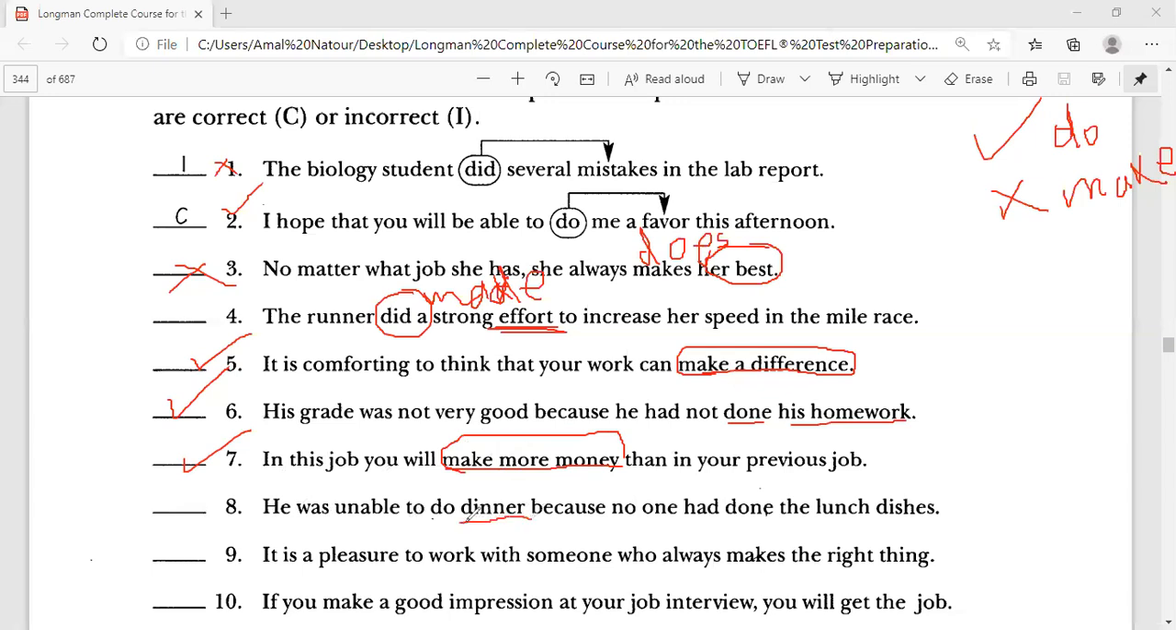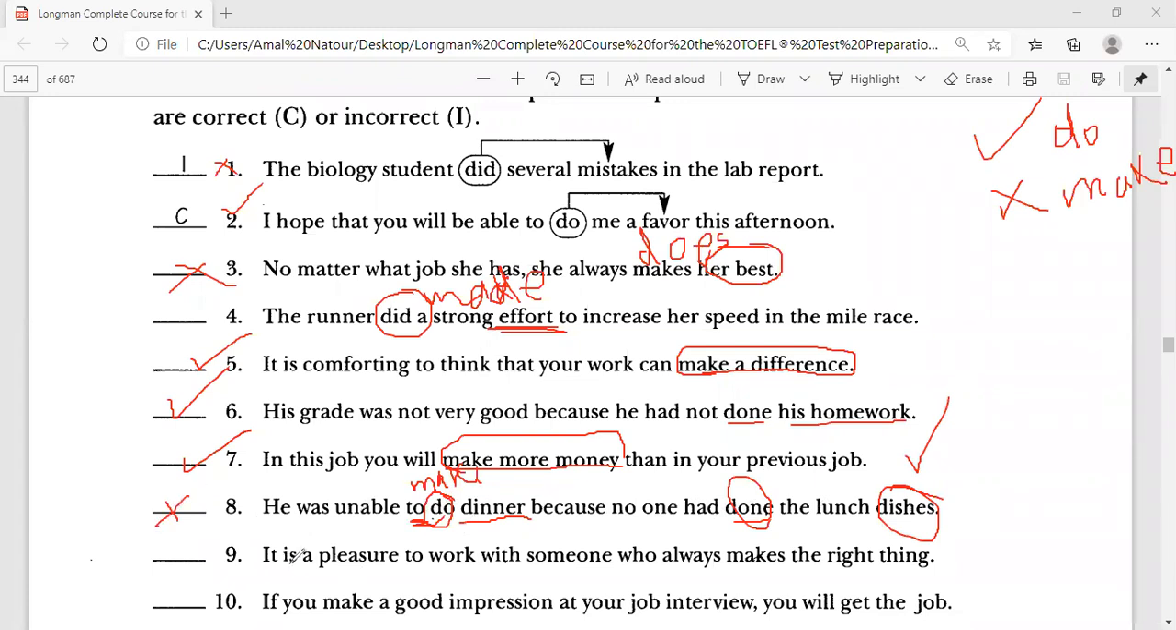Number 8, he was unable to do dinner. Dinner. Anything that I want to eat, I have to use the verb make. Made. Yeah, make. Okay. He was unable to make dinner because no one had done the lunch dishes. Here, he was unable to do, instead of do, to make, because to here is followed by an infinitive. Because no one had done the lunch dishes. Dishes, do we say do the dishes? Yes. Then this is correct, but this is not correct. I have to say make dinner.